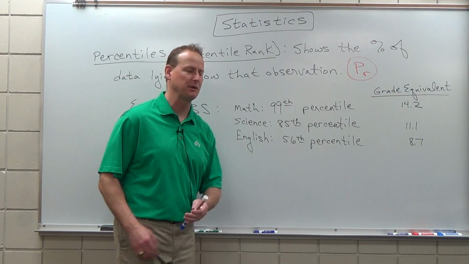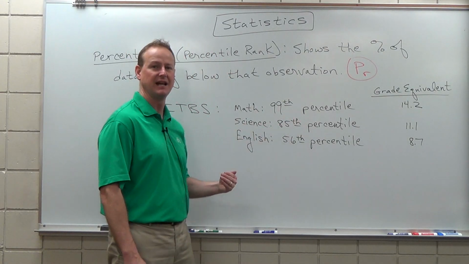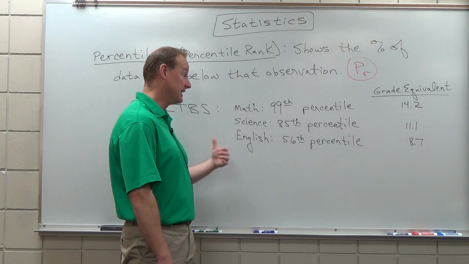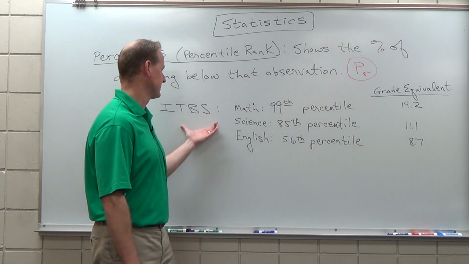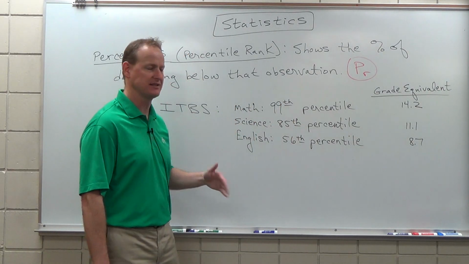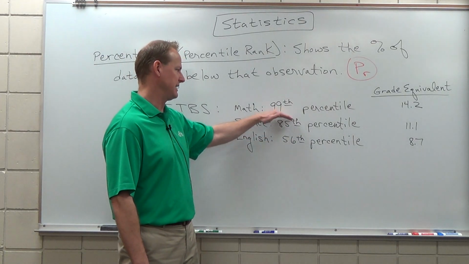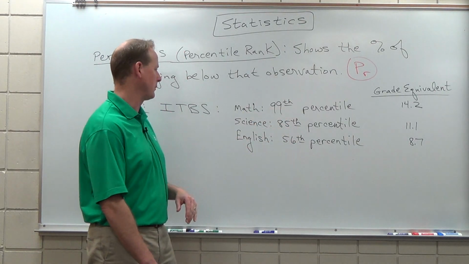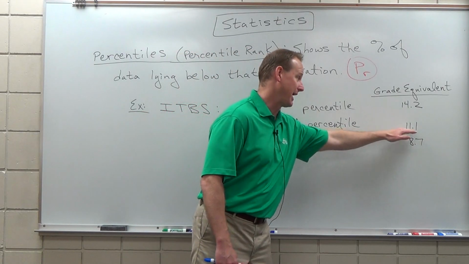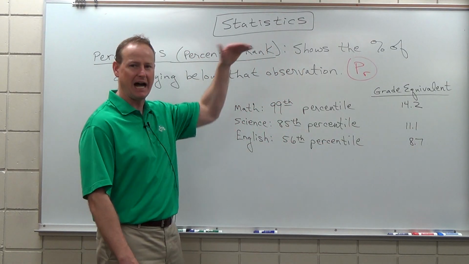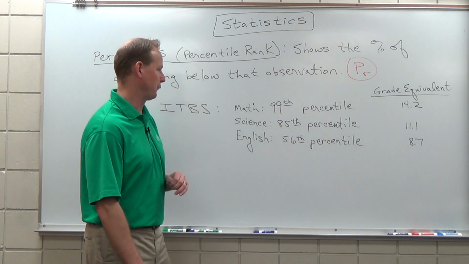Of course, 85th percentile means 85% of the data, or of the students taking these tests in the state of Iowa, scored below that student. So we expect that these are two excellent scores on the Iowa Test of Basic Skills, and their grade equivalent is higher than their freshman year.